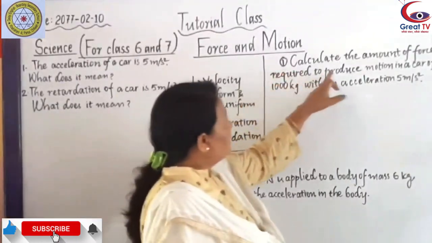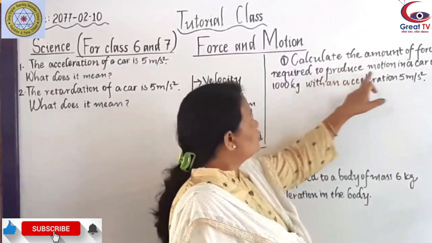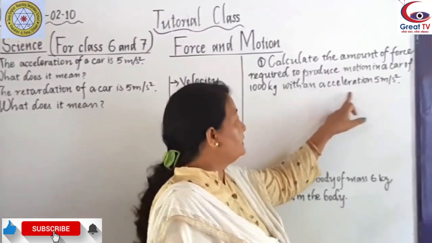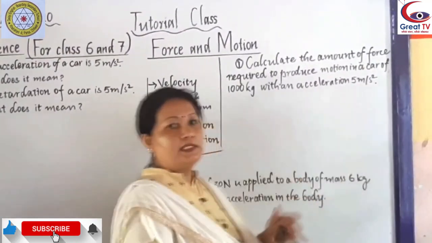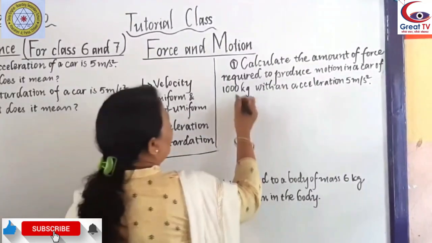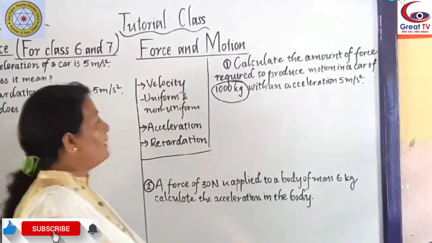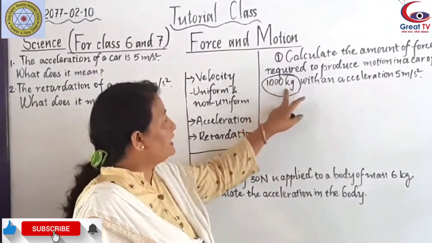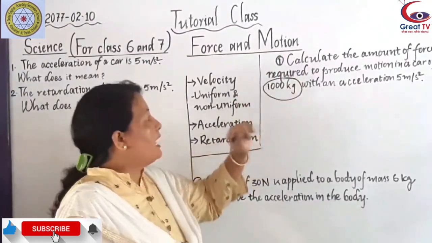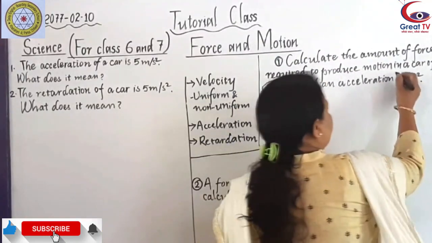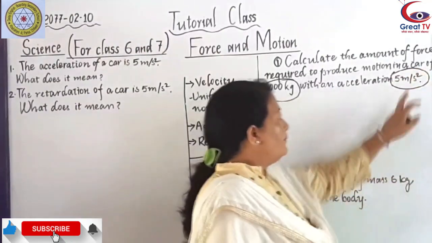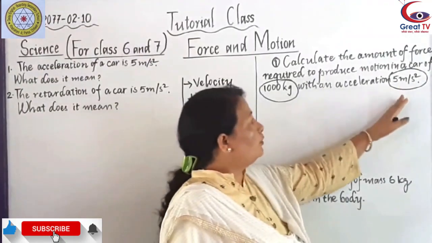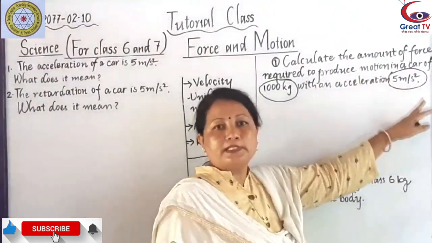Now, calculate the amount of force required to produce motion in a car of 1000 kg with an acceleration of 5 meters per second square. 1000 kg means mass is given. The SI unit of mass is kilogram. So 1000 kg is the mass and the acceleration of the car is 5 meters per second square. Meter per second square is the unit of acceleration.